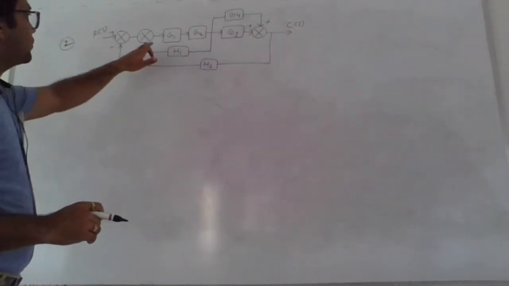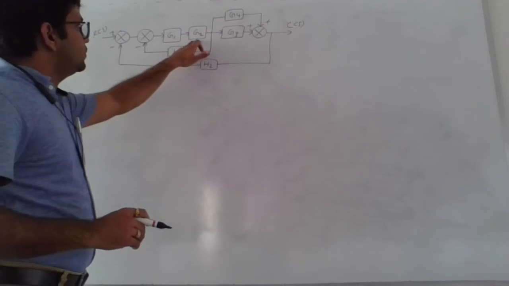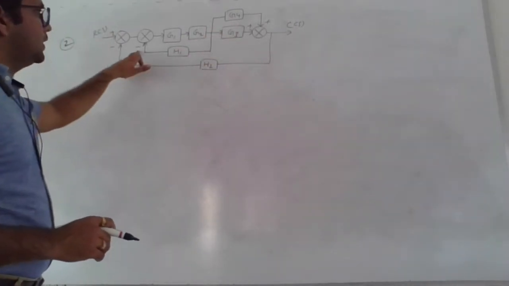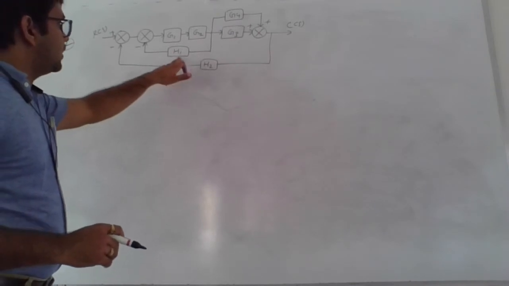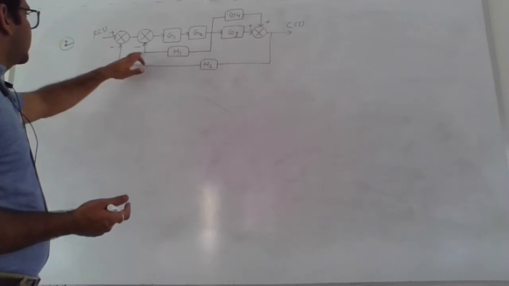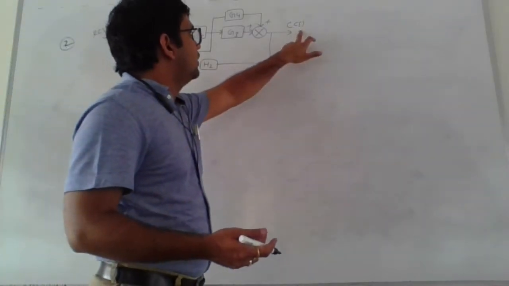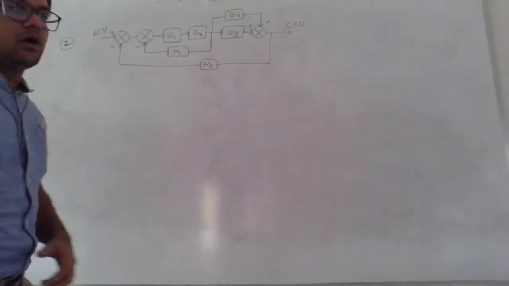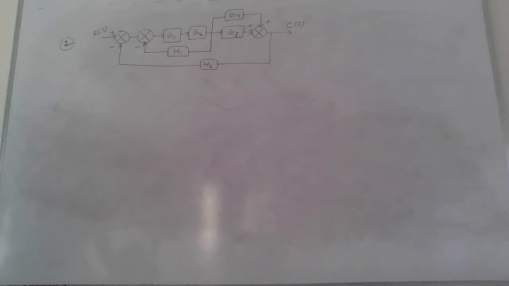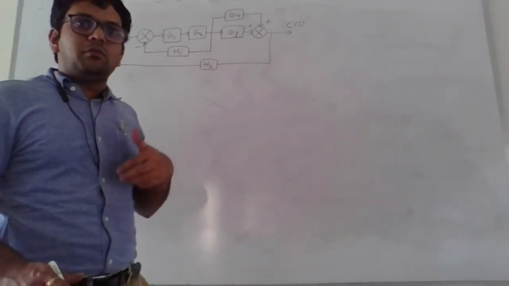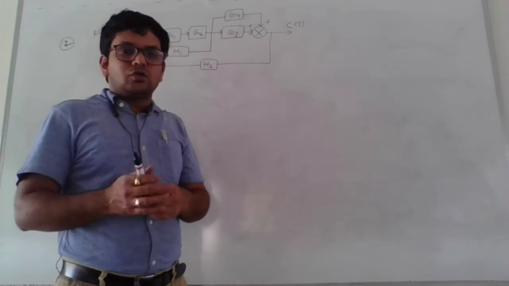So this is our second numerical, where this is the first summing point, second summing point, G1, G2, G3, G4, H1 and H2, both with negative nature. These two indicate the gain of the feedback path with negative sign. R of S indicates the reference input, and C of S indicates the controlled output. And our objective is to find the transfer function of the given control system using the block diagram reduction technique. So how to solve this?